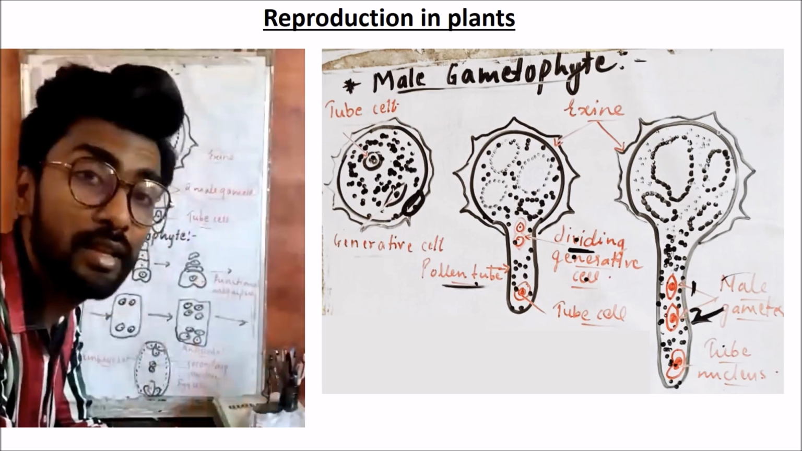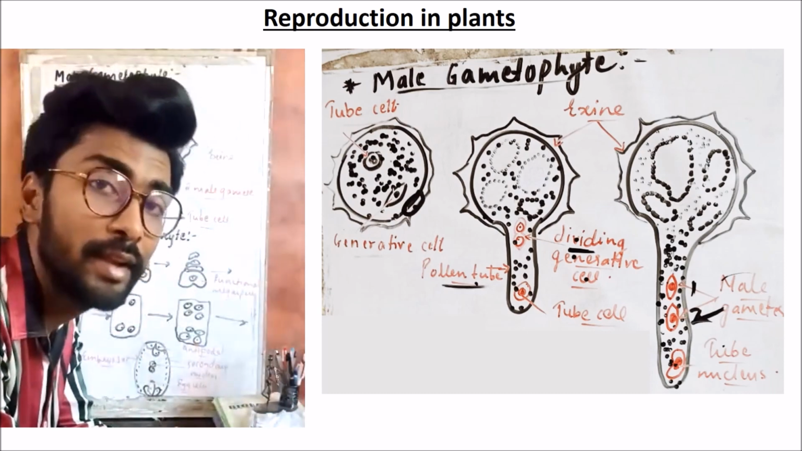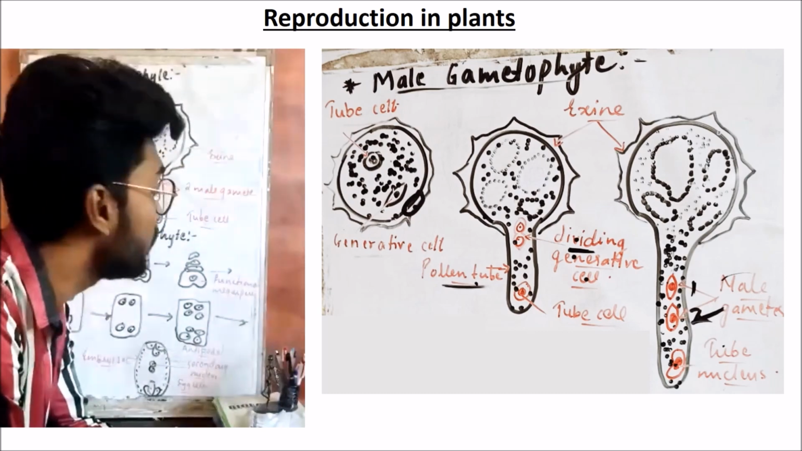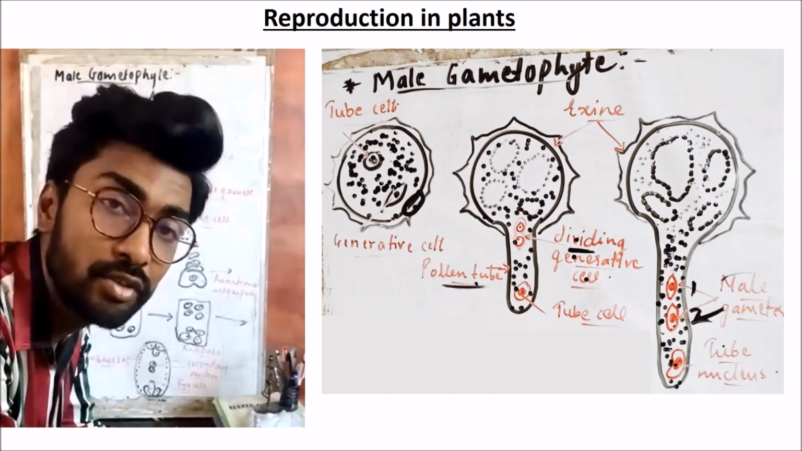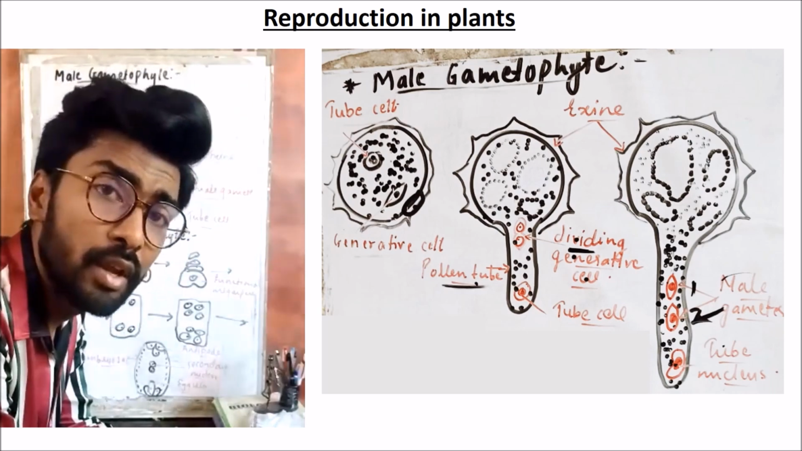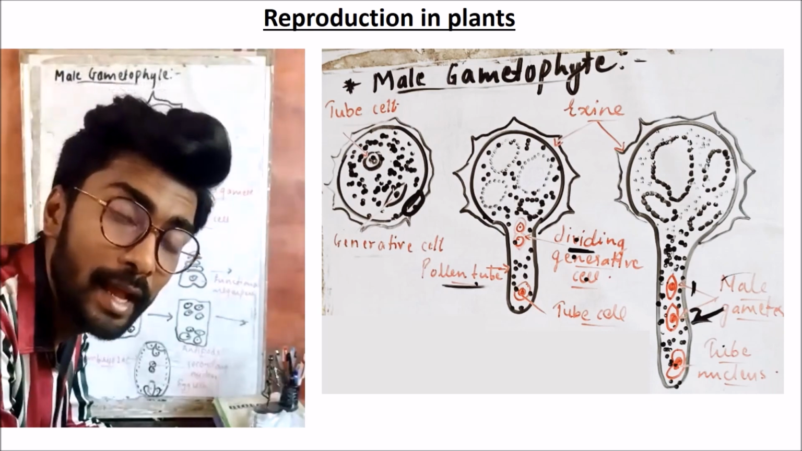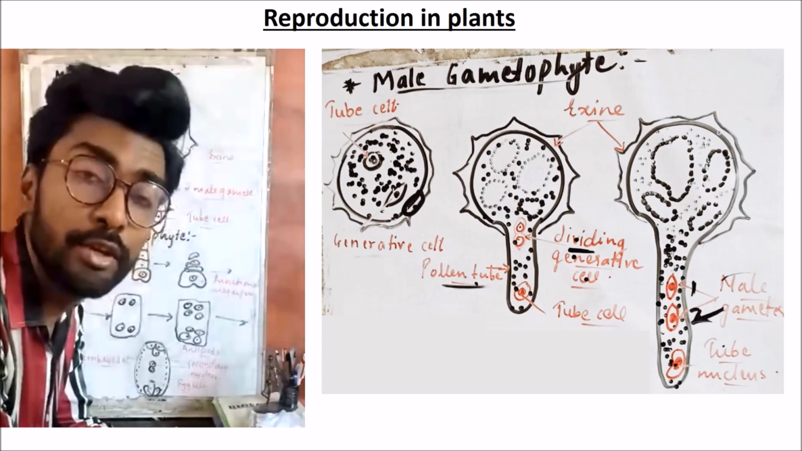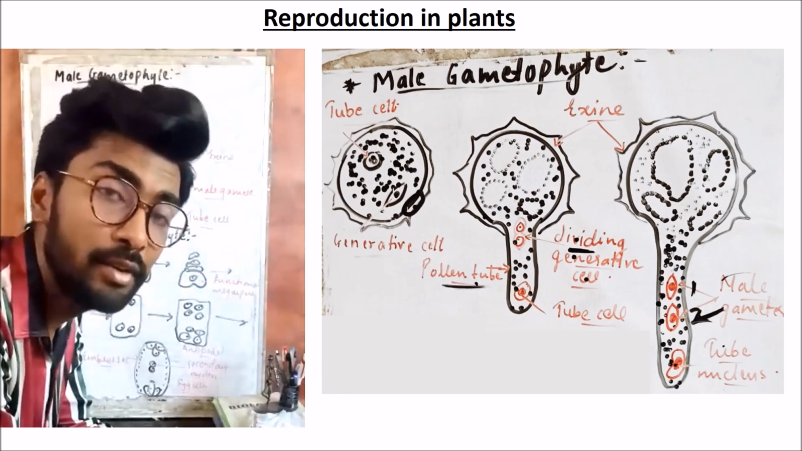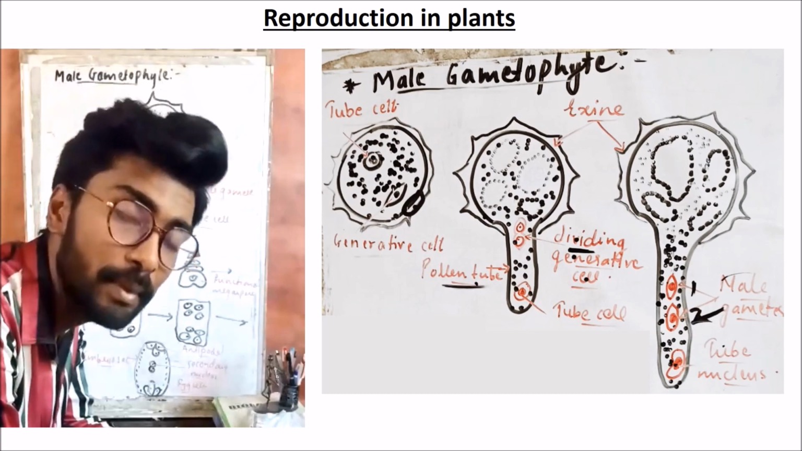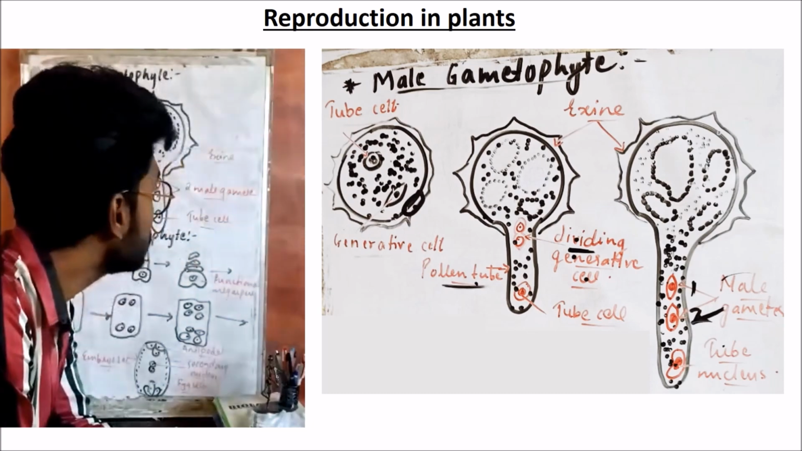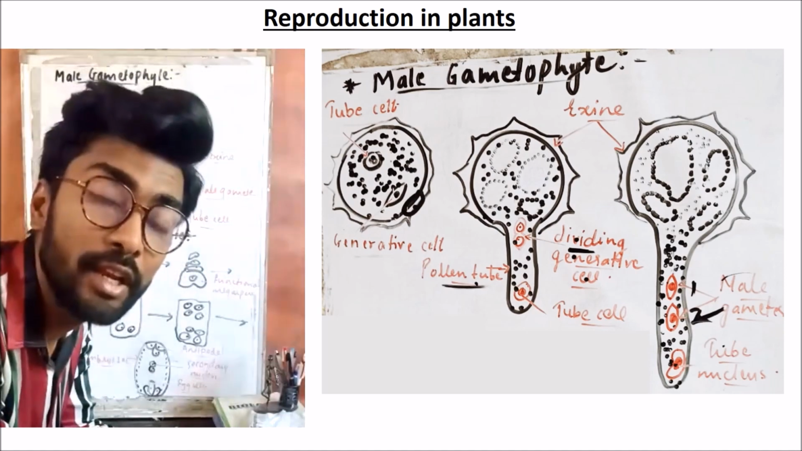The smaller cell is called the generative cell and the larger cell is called the tube cell, right? The generative cell contains a large nucleus and thin cytoplasm, but has no food and vacuole. The tube cell has a large nucleus, thick cytoplasm and contains reserved food and vacuole. Now, initially when you talk about the pollen grain, isn't it?